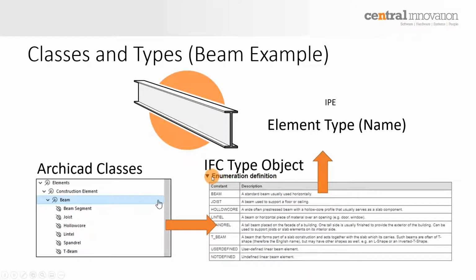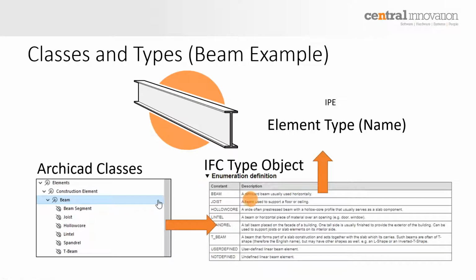So that's one way of using the word types inside the IFC context. And what that is, is that IFC entities, which are referred to as entities, things like beams and walls and columns and so on, the beams can have what they call object types.